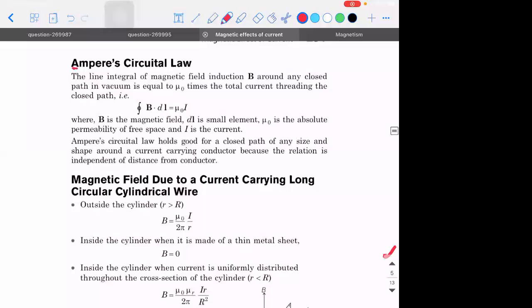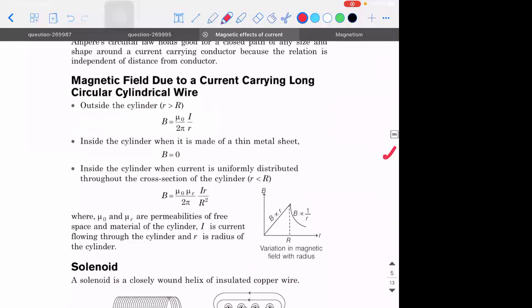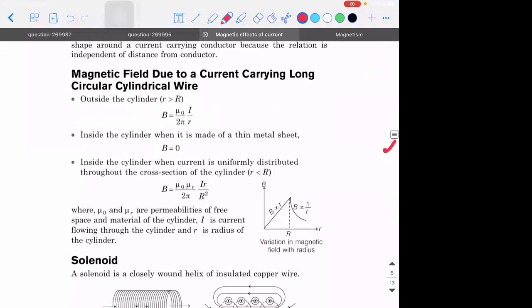Okay. Next is Ampere's circular law. So what does Ampere's circular law state? The line integral of the magnetic field around any closed path in vacuum is given as mu naught times the current enclosed by the Amperian loop. So integral of B dot dl is equal to mu naught times I. We write it as I enclosed also. Okay. Next, magnetic field due to a current carrying long circular cylindrical wire. This is actually a problem. This I will discuss when we are doing the problems.